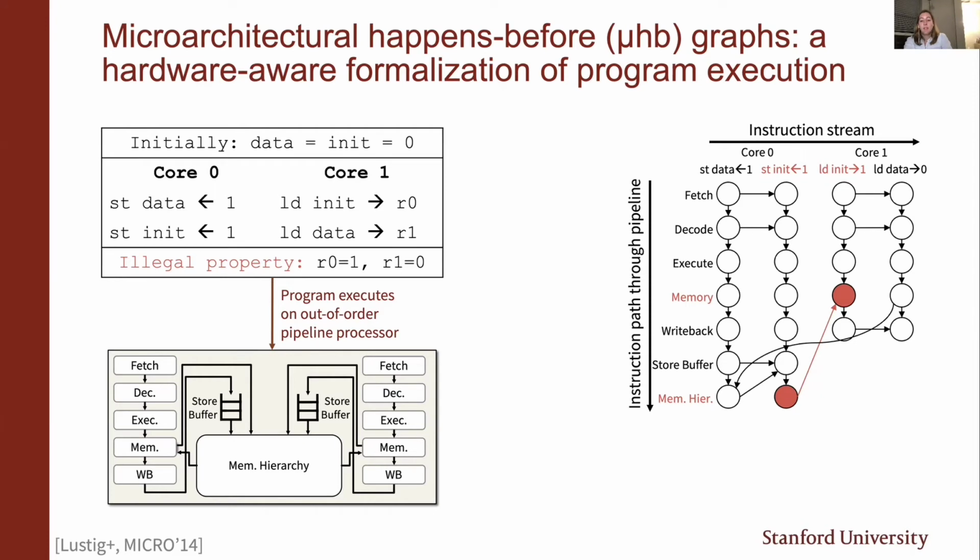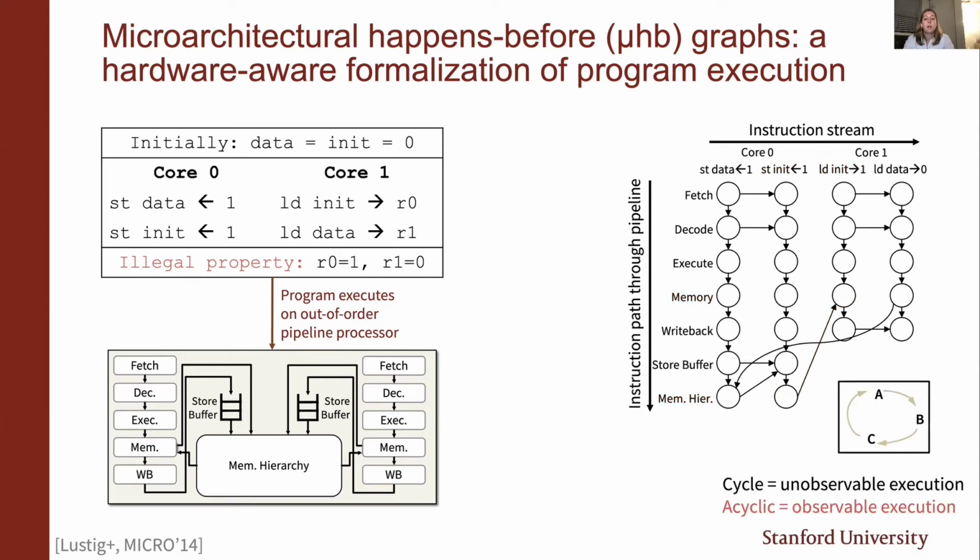What makes happens-before graphs like this μHB graph so useful for evaluating correctness properties like the one on this slide is that a cycle in a happens-before graph corresponds to an impossible or unobservable event sequence, while an acyclic graph corresponds to an execution scenario that is possible or potentially observable. Here, the graph is acyclic, meaning that the illegal program behavior is observable on this hardware design. If we wanted to forbid this behavior in hardware, we could do so by changing the design in a way that orders the execution of loads. This would add a new edge, the new red edge, to the happens-before graph and render the execution unobservable, as illustrated by the presence of a cycle highlighted in red.